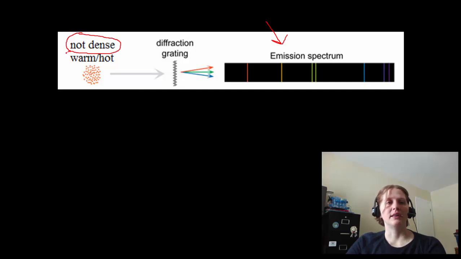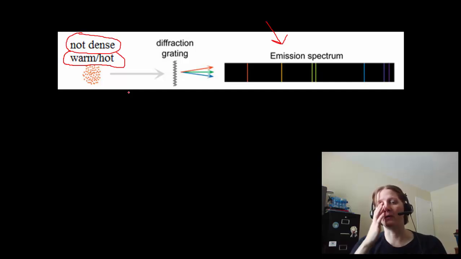Right. And that cloud of gas that's not very dense needs to be warm enough or hot enough to glow in the visible light. So if you have a bit of gas and you heat it up, the light is going to come from that cloud, from that sample of gas, and it will give off only very specific colors of light. And that would be your emission spectrum.